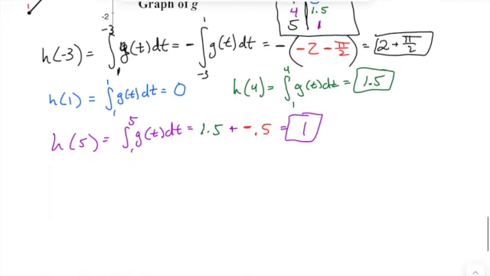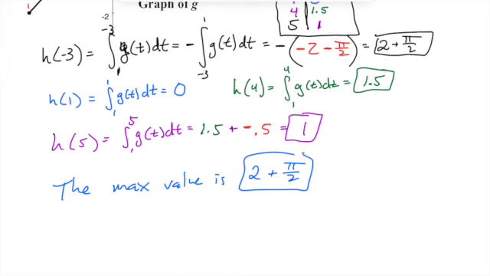So I always like to say both things just because I feel like it's a good habit and it covers you both ways. What I mean by that is I will say the max value is 2 plus pi over 2, which occurs at x equals -3. Even though they didn't ask for that, if they did, I would have been covered if they asked where it occurred. And there we go.